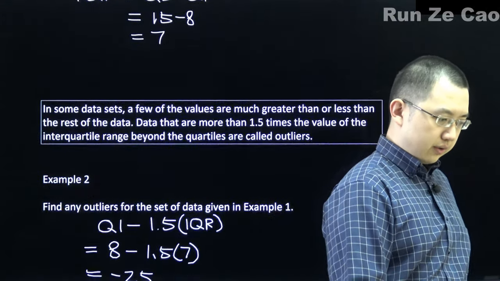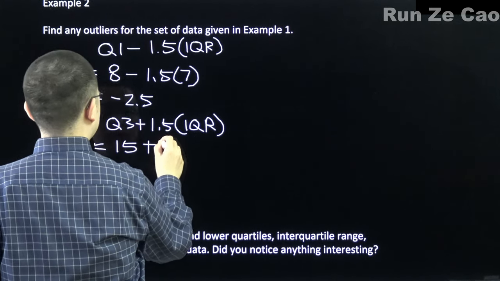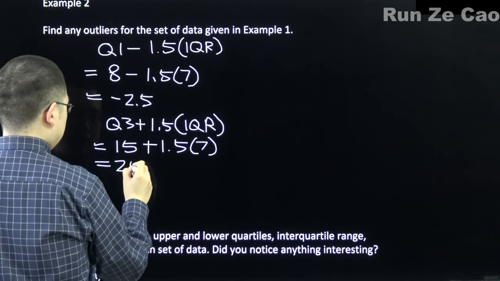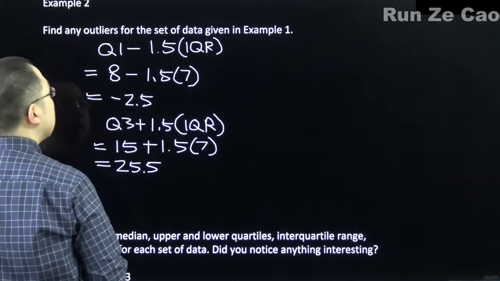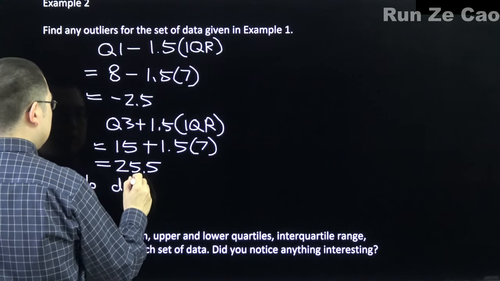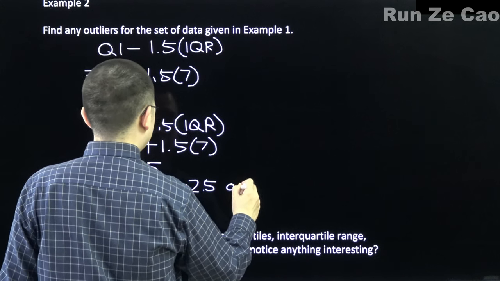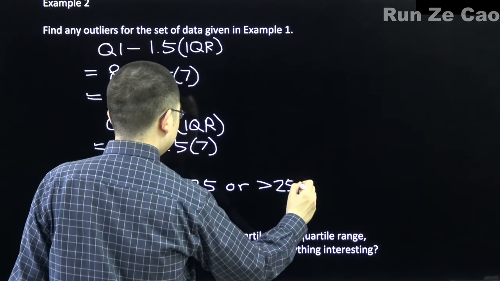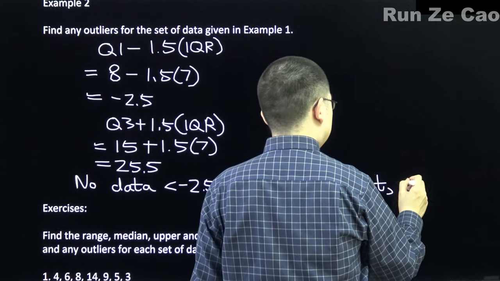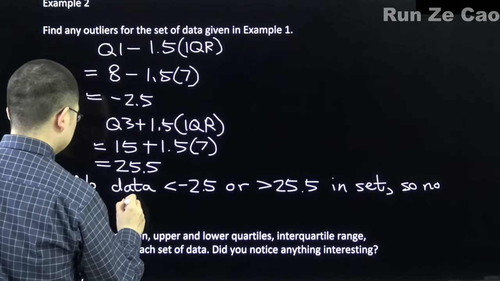Q3 is 15, IQR is 7. 15 plus 1.5 times 7, that's going to be 25.5. So, no data less than negative 2.5 or greater than 25.5 in set, so there are no outliers.